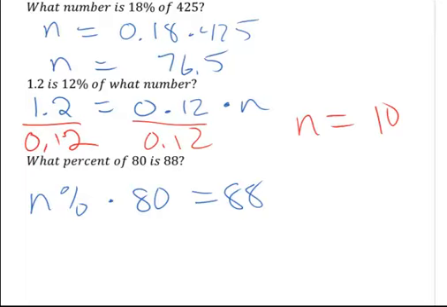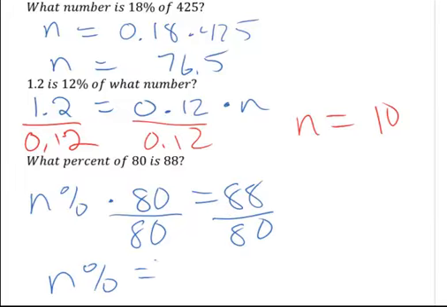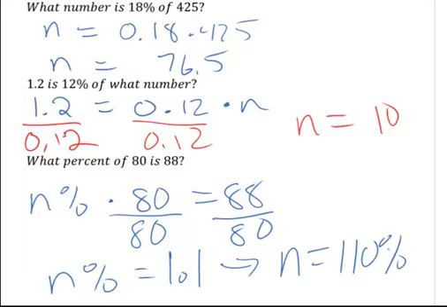All right, so you should have ended up with n% times 80 equals 88. We need to get the letter n by itself, so we're going to divide both sides by 80. And so now I have n% equals 88 divided by 80 is 1.1, but I need to change that to a percent. That should give me 110%.